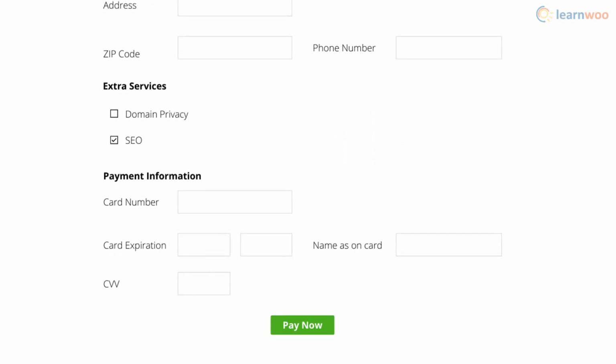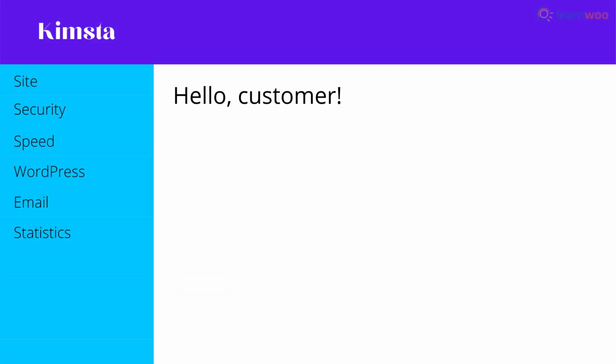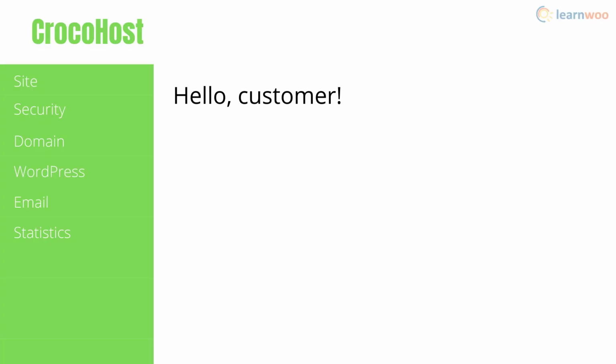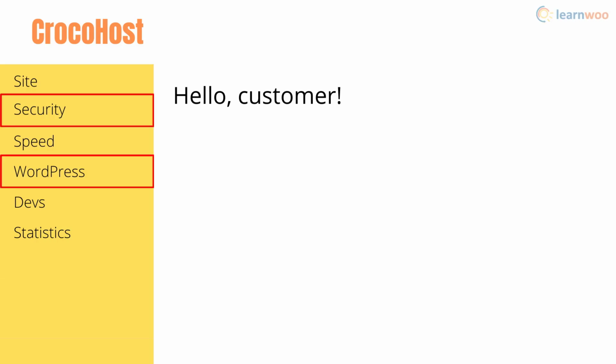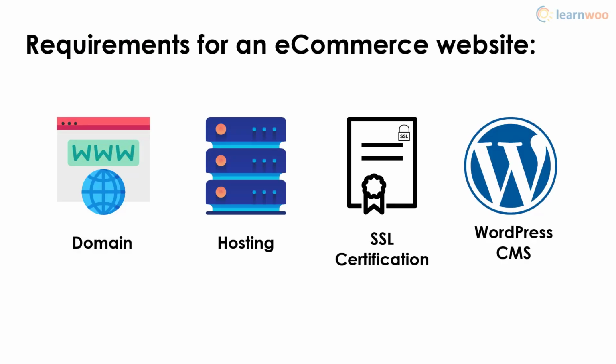After making the payment, you'll get logged into the hosting provider's dashboard. Now, different providers have different dashboards with a lot of different options in the sidebar. But you only need to worry about two: security and WordPress. This is because an e-commerce website must have an SSL certification and we need to install WordPress for our domain.